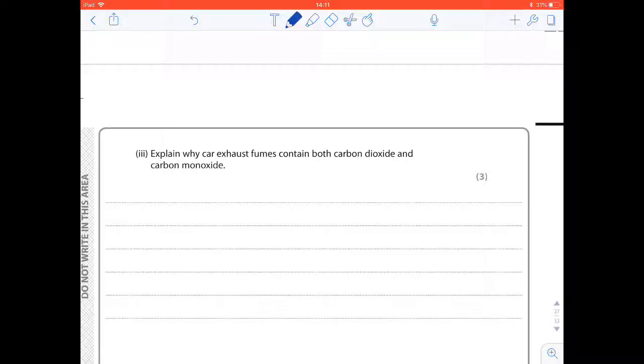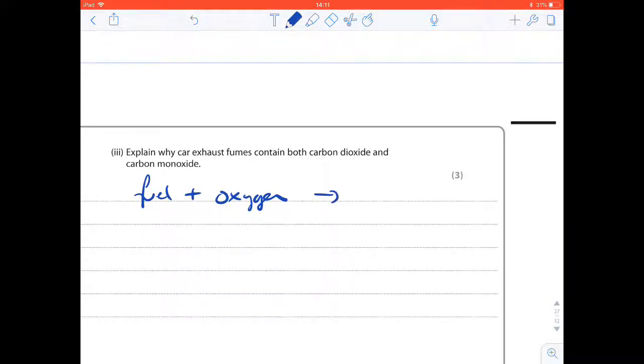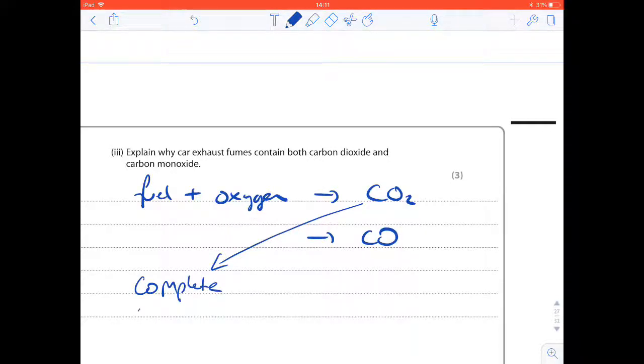Car exhaust fumes contain both carbon dioxide and carbon monoxide because there's carbon in the fuel, and when the fuel reacts with oxygen, those carbon atoms are going to form carbon dioxide and carbon monoxide. They're going to be formed both because carbon dioxide comes from complete combustion, and this was where we had to use the terminology correctly. Carbon monoxide, as lots of you described, is going to be formed from incomplete combustion. The 3 marks really were for the key terms and the fact that you're adding oxygen to the carbon in the fuel.